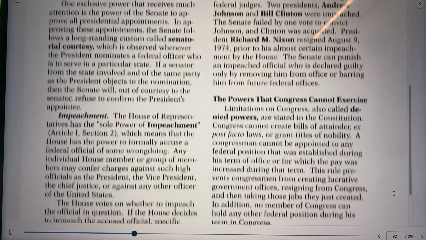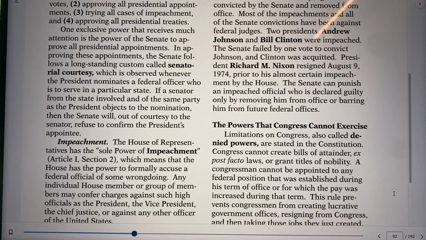So let me just go over that a little bit. A president wants to appoint a certain person to work with a certain state, but the state senator there says, no, I don't want to work with that person. So out of courtesy, the Senate will say, no, we're not going to approve that appointment because the senator doesn't want to work with that person. So that's called senatorial courtesy. The president can't just push somebody in to work with the state if the state does not approve of it.